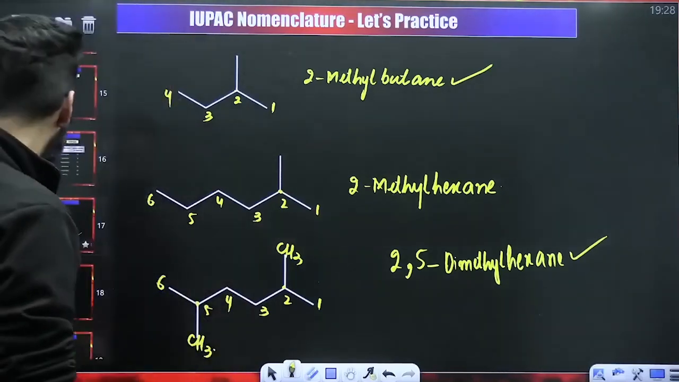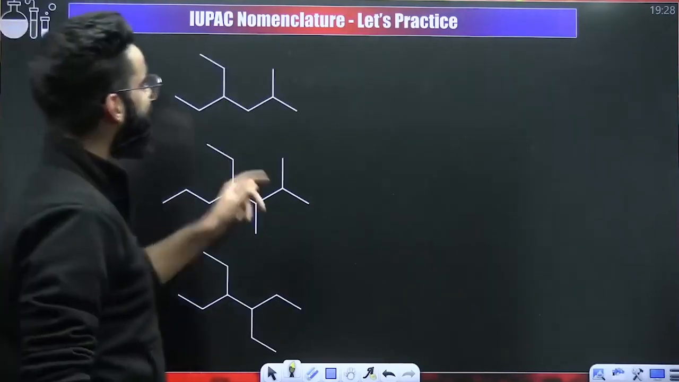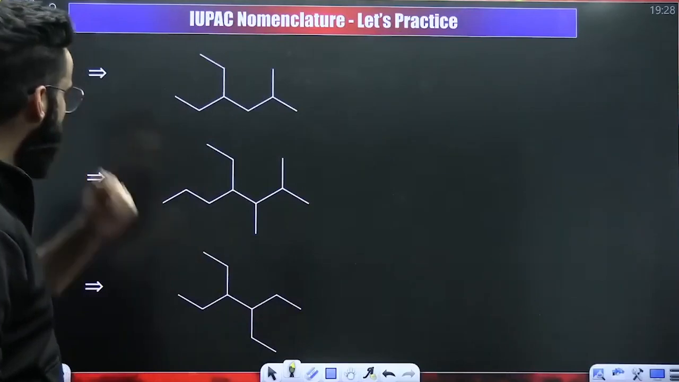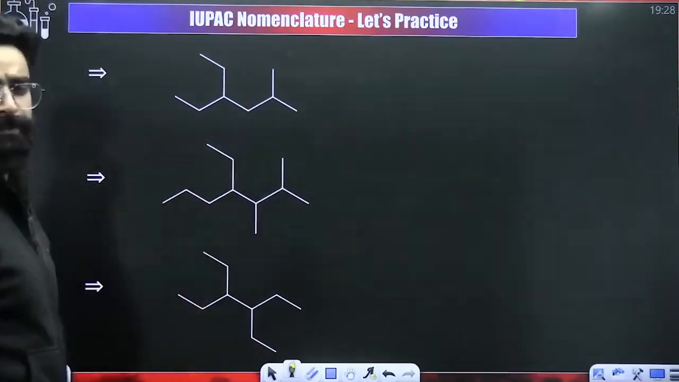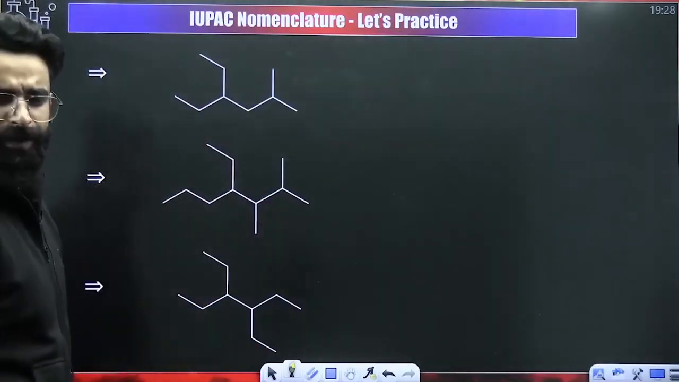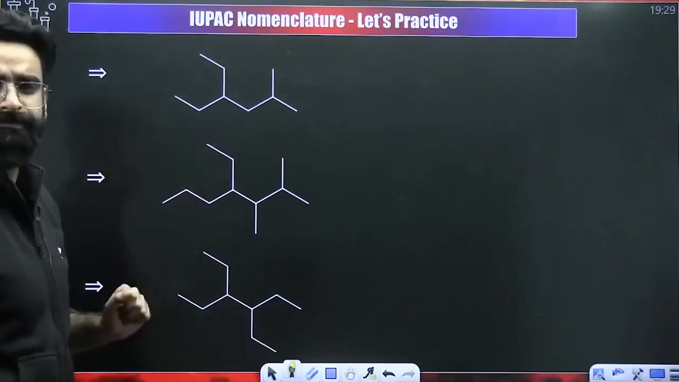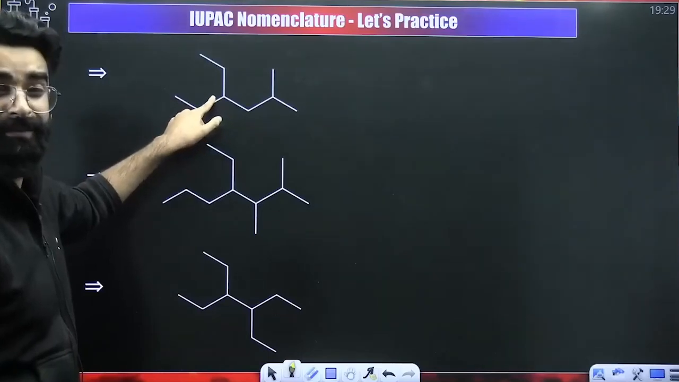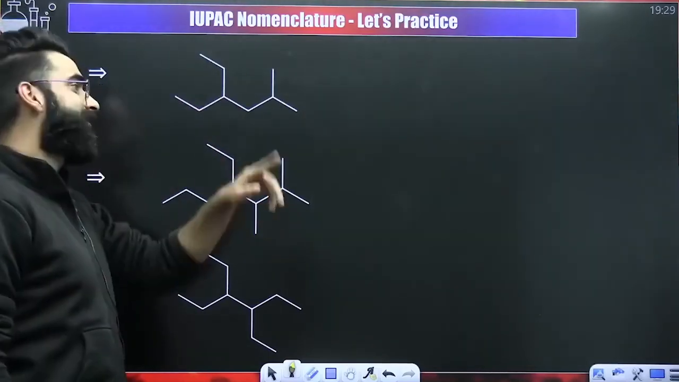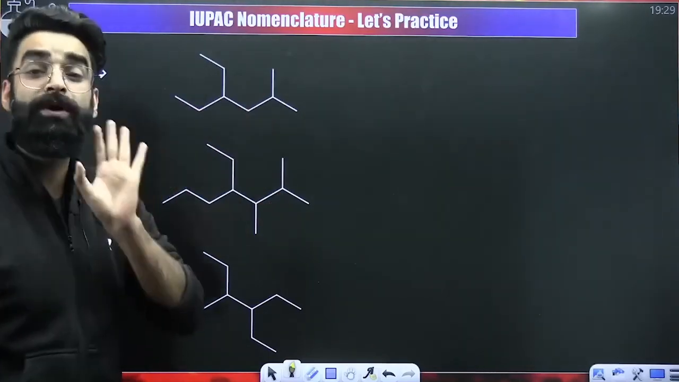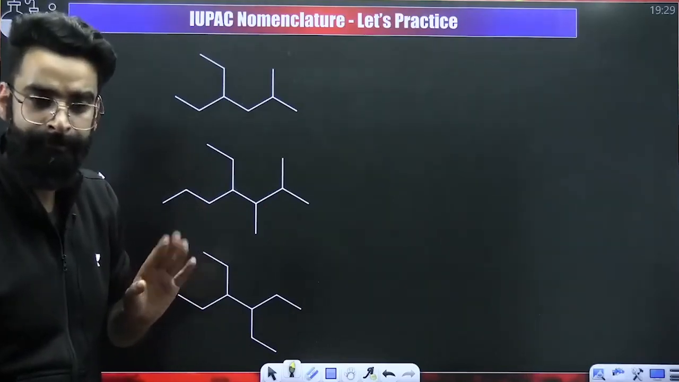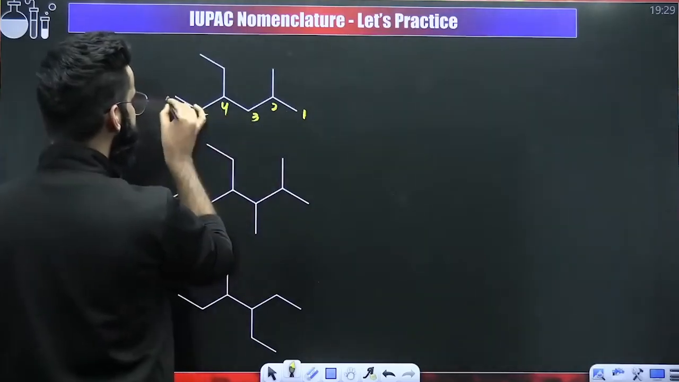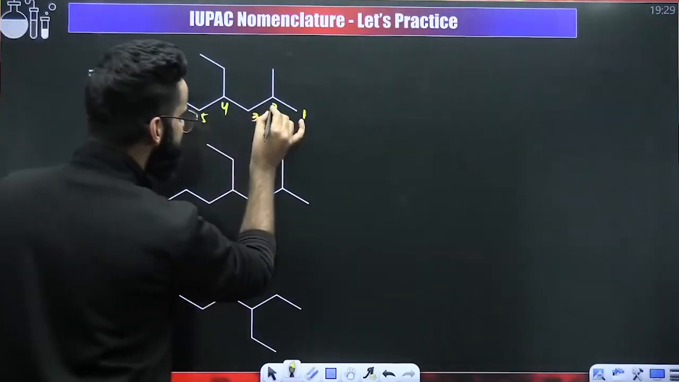Look at this particular case. Try to name this particular compound. You have to start the numbering first of all. Will you start from left to right or right to left? If I start from left to right, the first locant will get number 3. If I start from right to left, the first locant will get number 2. The first locant should get the minimum number. So this is carbon 1, 2, 3, 4, 5, 6.